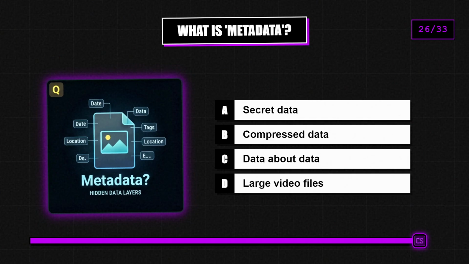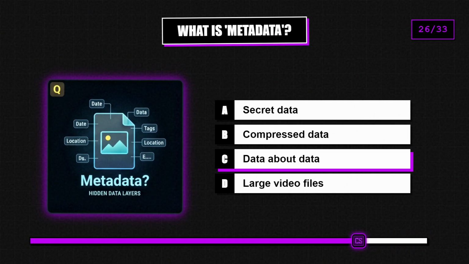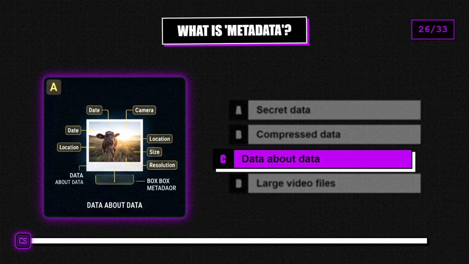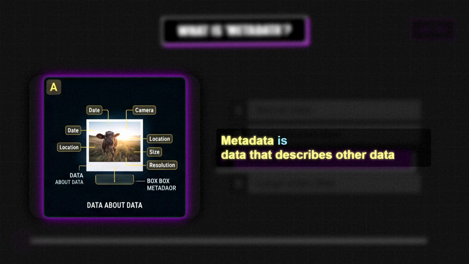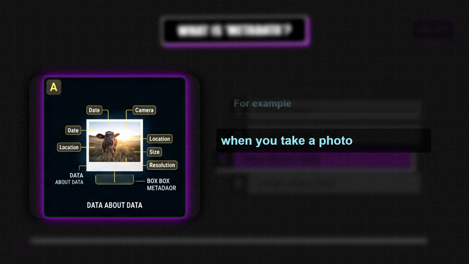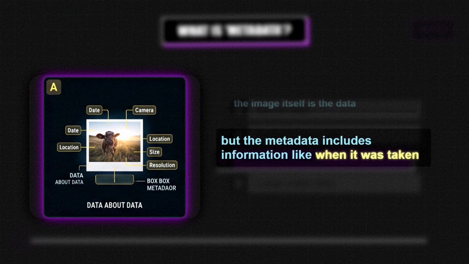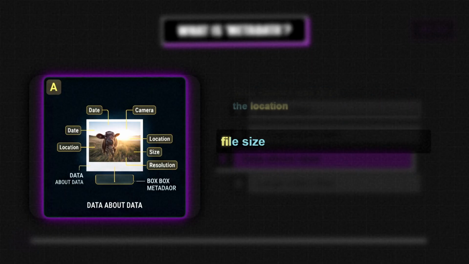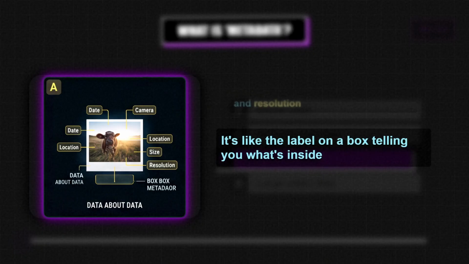What is metadata? Metadata is data that describes other data. For example, when you take a photo, the image itself is the data, but the metadata includes information like when it was taken, what camera was used, the location, file size, and resolution. It's like the label on a box telling you what's inside.